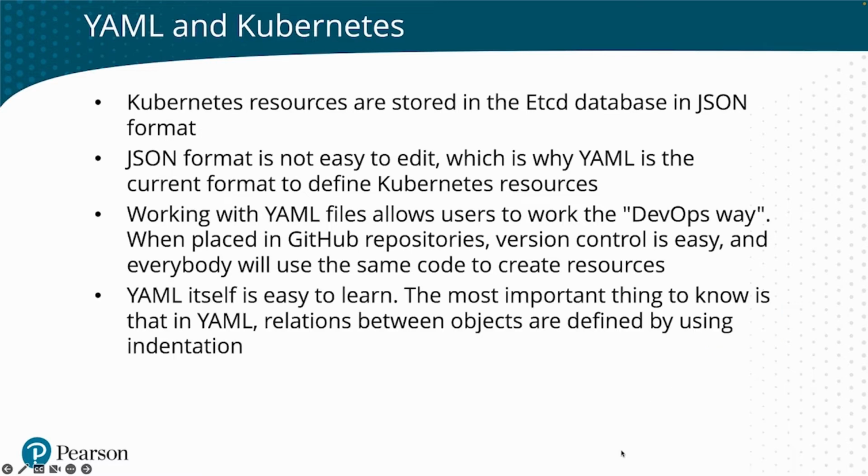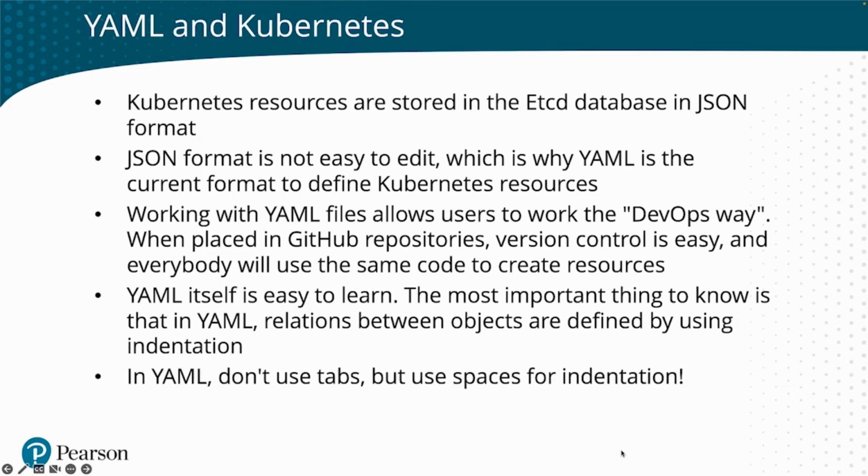YAML itself is relatively easy to learn. And the most important thing to know is that in YAML, relations between objects are defined by using indentation. So you have a parent object, and to specify the properties of the parent object, you use indentation to identify that it's a child. An important thing is that you should not use tabs but spaces for indentation. YAML doesn't like tabs, so don't do tabs.